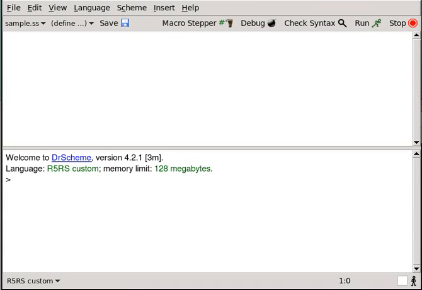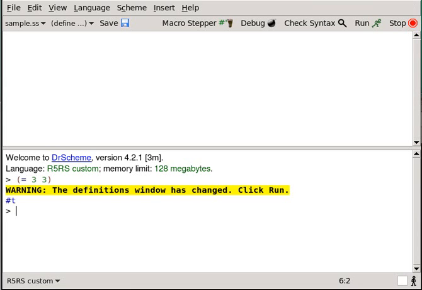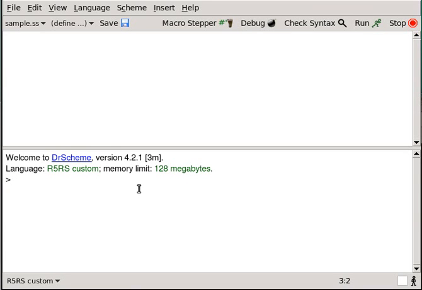Right, now we're just going to go over a few, well, many actually, mathematical operations in Scheme. Alright, so there's the equal sign, which tells you if numbers are equal. Then there's greater than and less than.